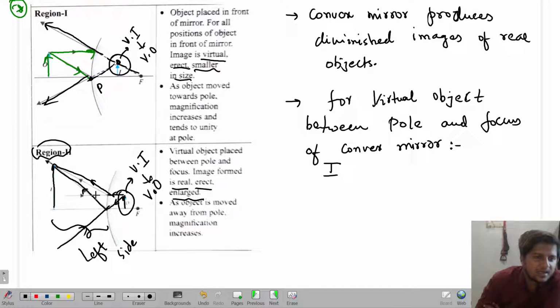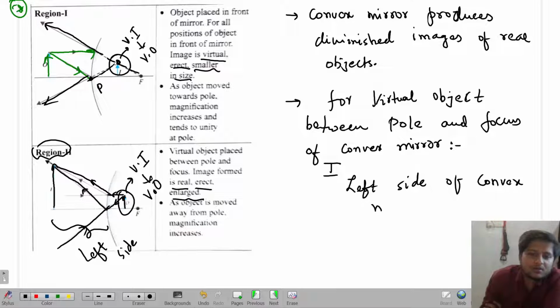Got it or not? Remember that for this image, we can't say where this distance will be, because we are not aware of how much enlarged it will be. Got it or not? It depends upon this virtual object. Understood or not? So this image will be real, erect, and enlarged, and it will be towards the left side of the convex mirror. Got it or not, girl?